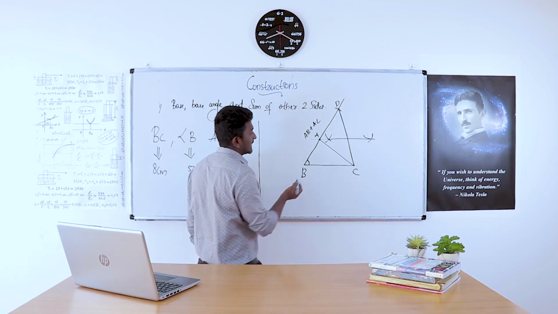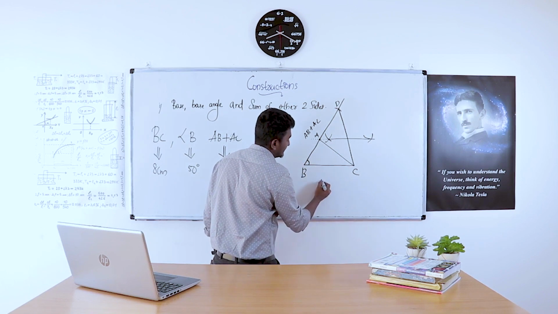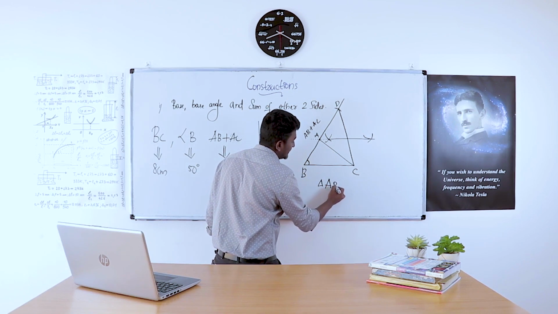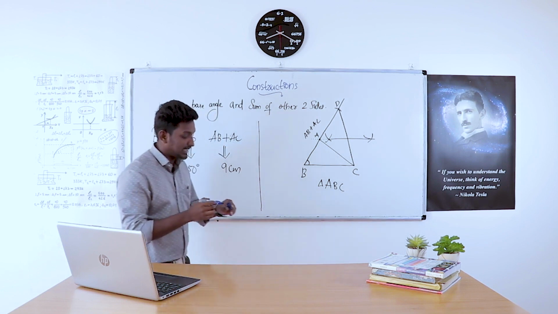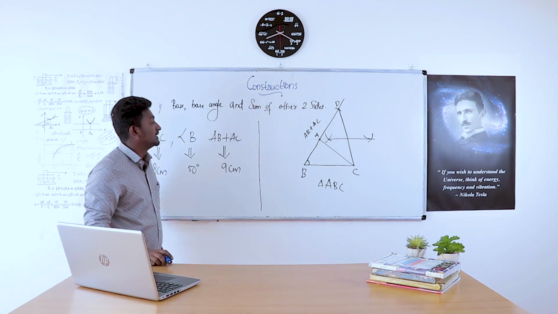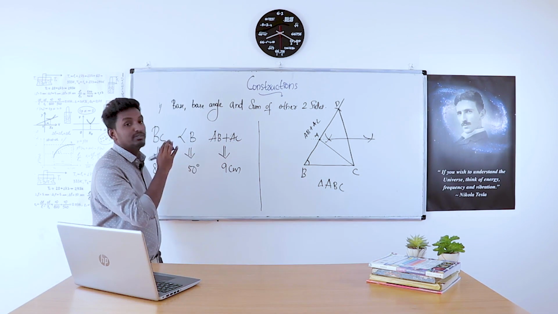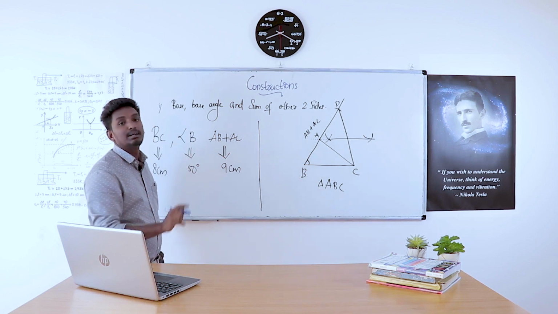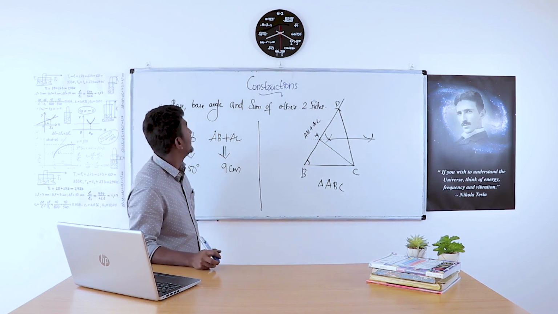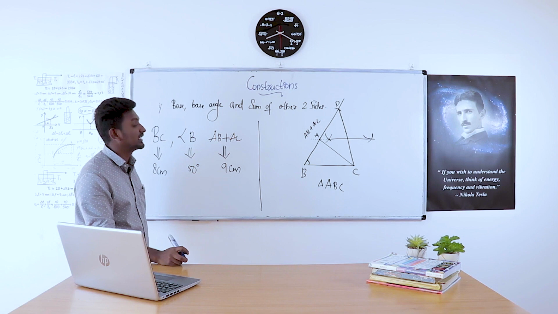Now we got our triangle ABC. This is the construction method if the base, base angle and sum of the other two sides are given.